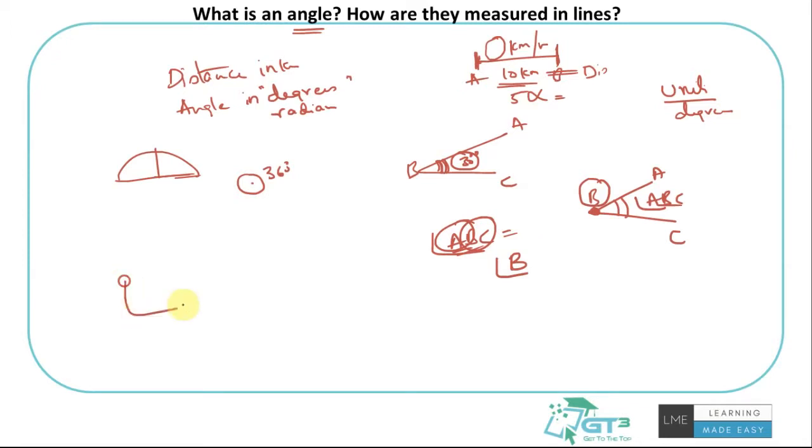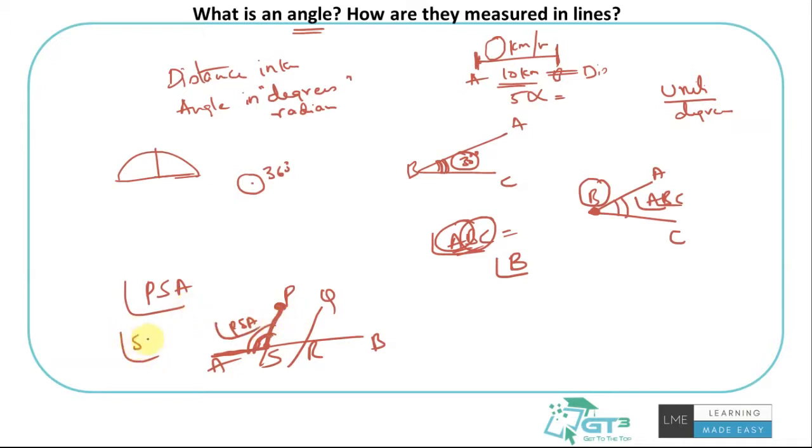Let's say I draw things like this: PQ, RS, and SA. If I ask you what is angle PSA, what am I referring to? This angle. PSA: I start from P, draw to S, from S go to A. This angle is PSA. What about SRQ? Go from S, go to R, go to Q. That is this angle. That's how you measure the angles.